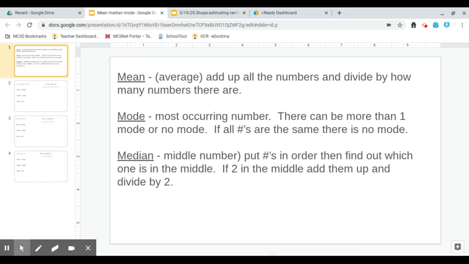Now the median is pretty straightforward. It's the middle number. List all the numbers that you have and find out which one is in the middle. Again, if I have 2, 3, and 4, the number 3 is in between the 2 and the 4, so 3 is the middle number. If there are two numbers in the middle, like if I had 1, 2, 3, and 4, the 2 and the 3 are both in the middle. So I have to find what's in the middle of 2 and 3. We know it's 2.5, and we do that mathematically by adding them, 2 plus 3 is 5, and finding half of 5, which is 2.5.